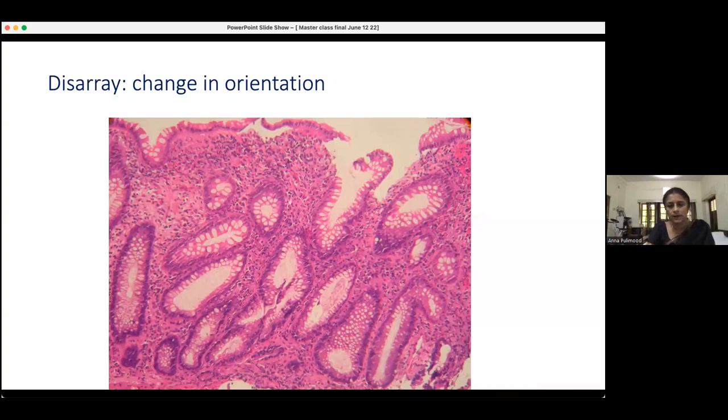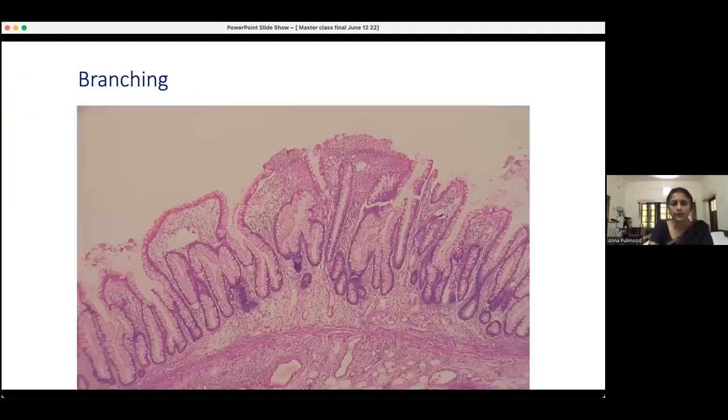One of the changes of architecture that happens is called disarray, or change in the orientation. Remember, we said normally the crypts are vertical. They go from the mucosal lumen to the crypt base where the muscularis mucosa is located, and they're straight and parallel. But here you're seeing these crypts are in different directions. This one is going straight. This one is going at this angle, as is this one. These are also angulated. This one is angulated in this direction. So this disarray is probably because of fibrosis around the crypt bases, pulling the crypts in different directions.